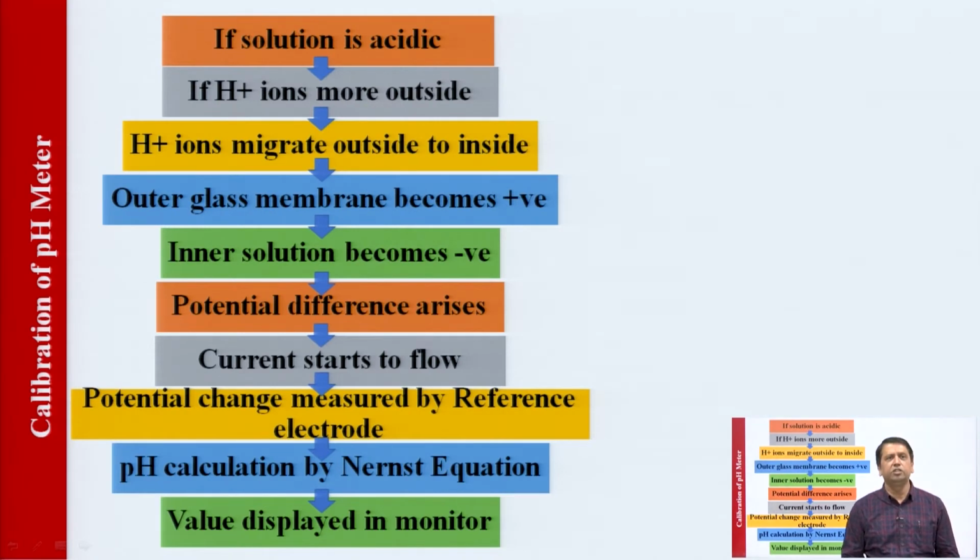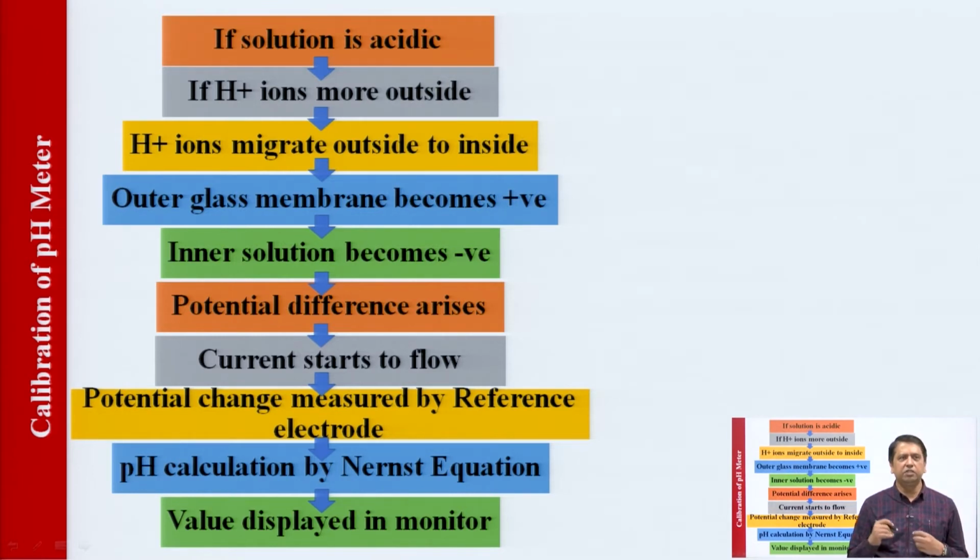So, what are the different steps involved in using this pH meter? Suppose the solution is acidic, that means there are more H plus ions outside. If the solution in which we have dipped the pH meter is more acidic, that simply means more protons are there outside, and these proton ions migrate from outside to inside the glass membrane. In this case the outer glass membrane becomes positive and the inner solution becomes negative.